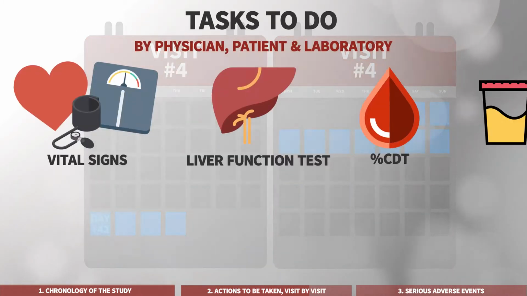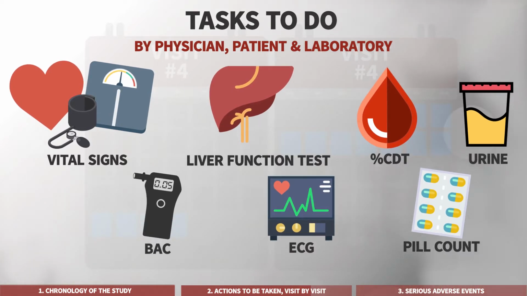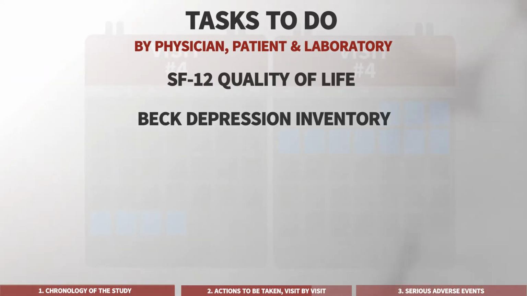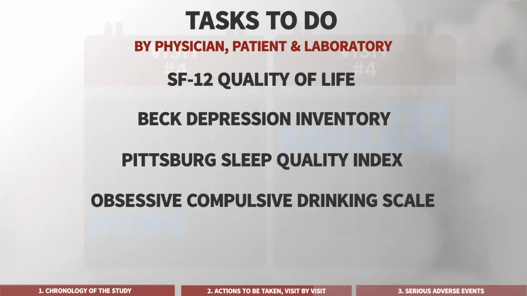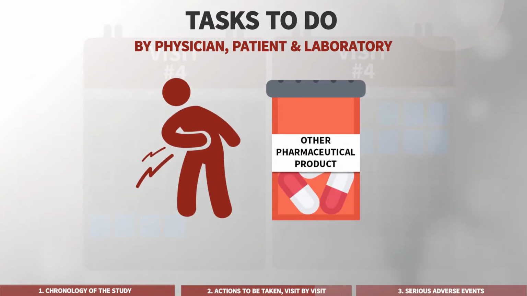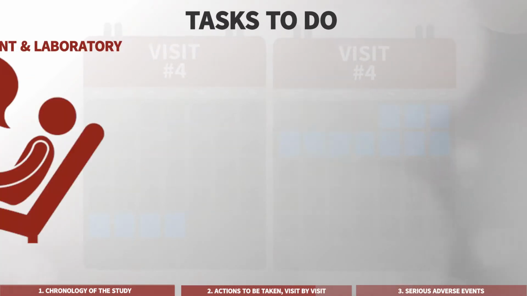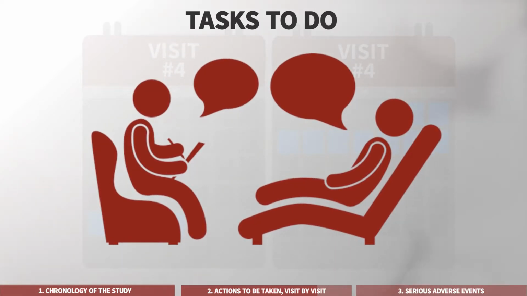Visit 4. All tasks from V2 have to be carried out by the physician, the patient and the laboratory. The quality of life, the Beck Depression Inventory, the Pittsburgh Sleep Quality Index, the OCDS, and the TLFB must be completed. Adverse events and concurrent medication. During this visit, the patient continues the cognitive behavioral therapy.